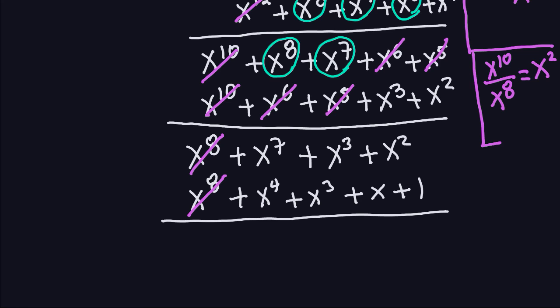Then, can I combine anything else? Well, let's see. So I have an x to the 7 here. So I'm going to have an x to the 7. I cannot combine it with anything. And I'm going to mark that one as already taken care of. So I took care of that one.